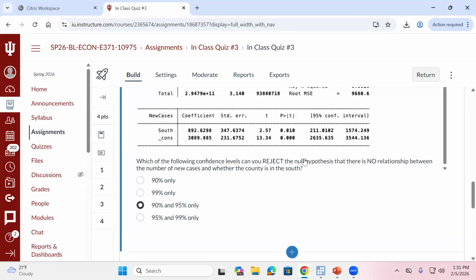Is it less than 0.05? Yes, so I can reject with 95%. Is it less than 0.01? Just barely not, right? We're right at that point where it's equal. So I would actually say I failed to reject with 99% confidence. So the only levels we can reject at are the 90 and 95% confidence levels. Okay. Any questions on that idea?